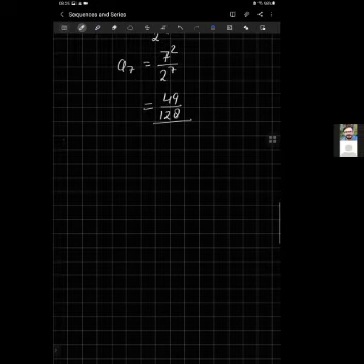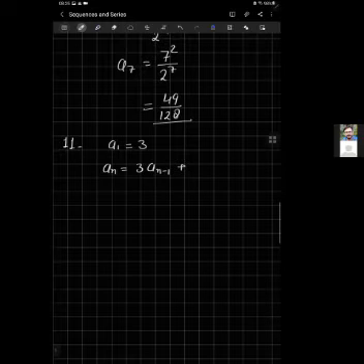I'm taking question number 11. It is a1 equals 3, an equals 3 times a(n minus 1) plus 2, n is greater than 1. Means we cannot put n equals 1. We will be putting n more than 1.